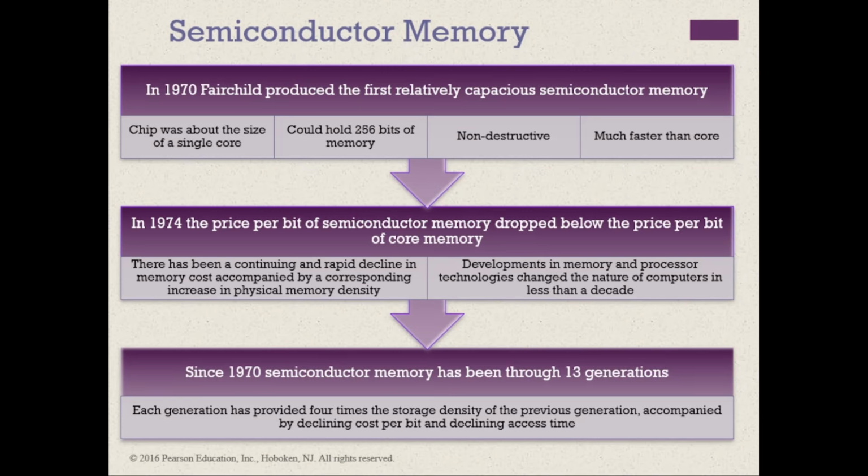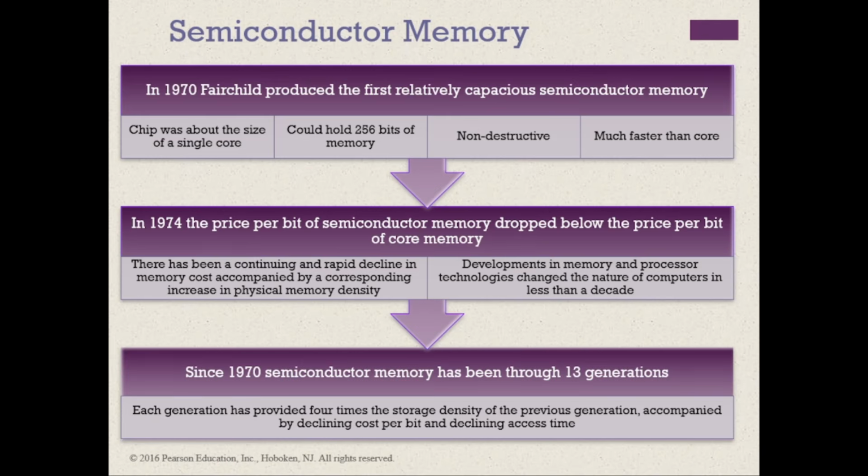As we can see, 1 kilobyte is equivalent to 2 raised to 10, 1 megabyte is roughly equal to 2 raised to 20, and 1 gigabyte is approximately equivalent to 2 raised to 30. Each generation has provided 4 times the storage density of the previous generation, accompanied by declining cost per bit and declining access time. Densities are projected to reach 16 gigabytes by 2018 and 32 gigabytes by 2023.